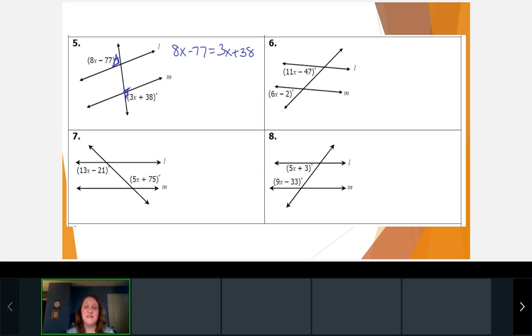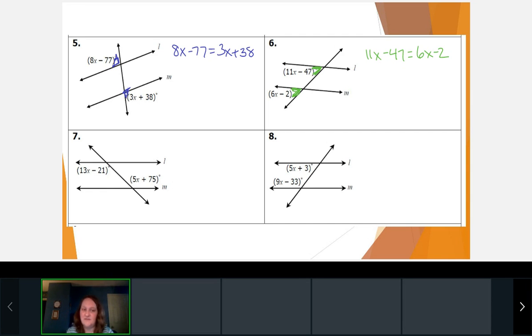All right, if you said that they were equal, you are correct. They are corresponding. 11x minus 47 is this angle right here. And the 6x minus 2 is this angle right here. They are in the same position. They are corresponding, so they must be equal. So when you set up your equation, you're going to make those two expressions equal to one another. I'm glad we're practicing this.